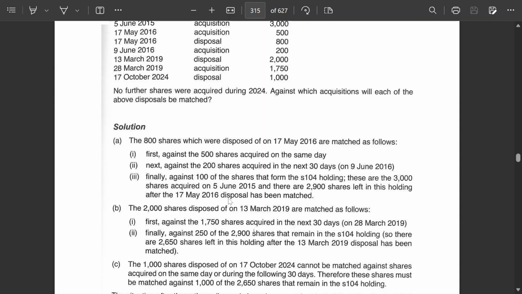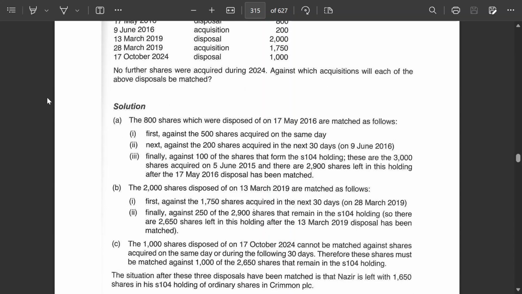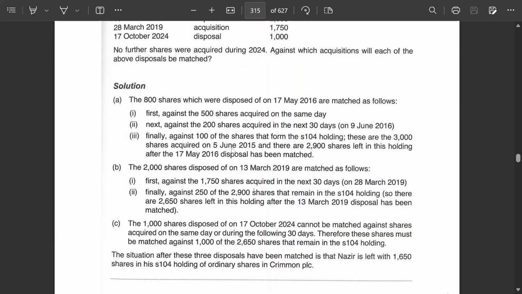Now I need to take the 250 against the remaining. Remember, 2,900 was left from the Section 104 holding, so I will take out 250 from the 2,900 shares, and that means 2650 is left in the holding. And there's one more disposal here, on October 24. Nothing is bought on the same day. So when we look at the October 24 disposal, right here, what are we doing? The 1,000 shares we sold on October 24.